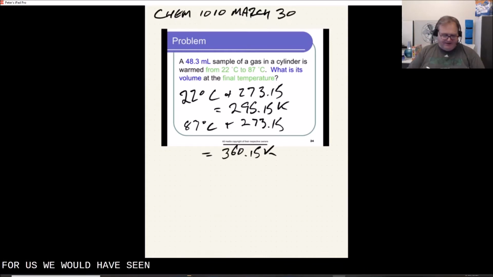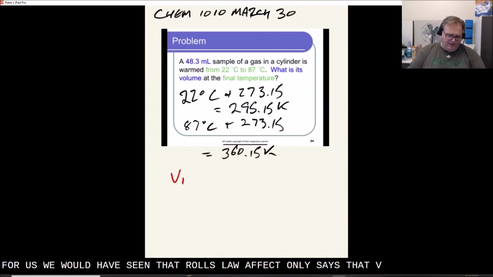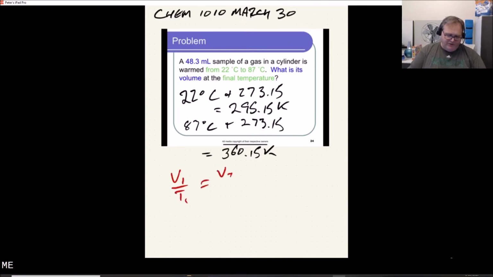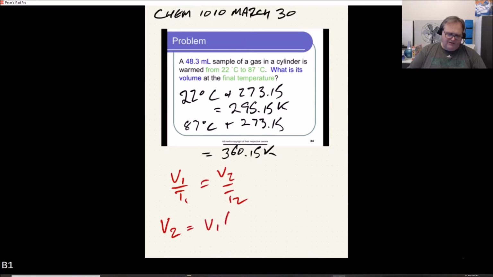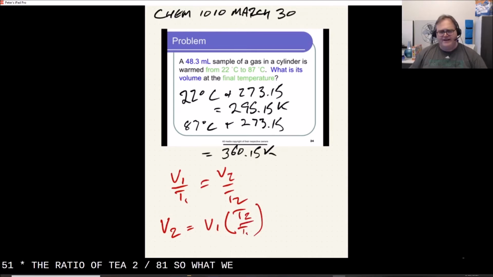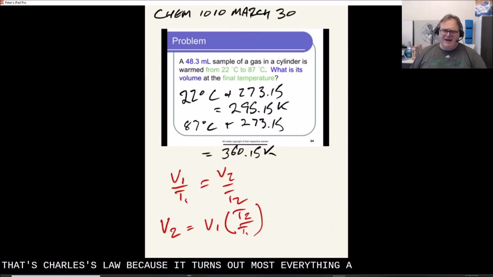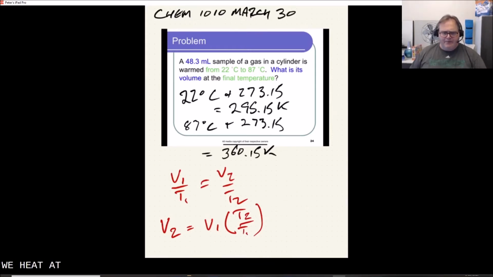We would have seen that Charles's law effectively says that V1 over T1 equals V2 over T2. Looks like we're looking to solve for a volume such that V2 will equal V1 multiplied by the ratio of T2 divided by T1. So what we see is, as the temperature increases, if T1 is smaller than T2, we're going to see the volume increase, and that's Charles's law, because it turns out most everything expands, gets bigger when we heat it up.